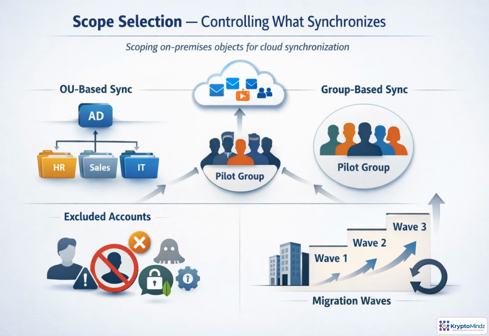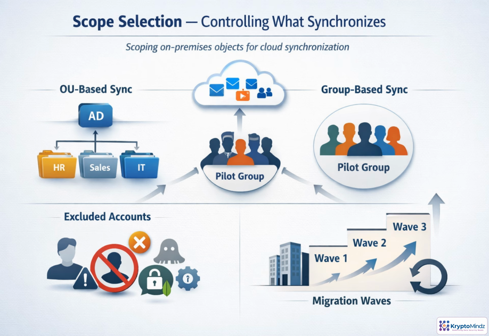Scope selection determines which Active Directory objects are allowed to become cloud identities. Start narrow. OU-based scoping works well when a business unit such as HR or IT is ready as a group. Group-based scoping is better for pilots because you can choose specific users across different OUs.